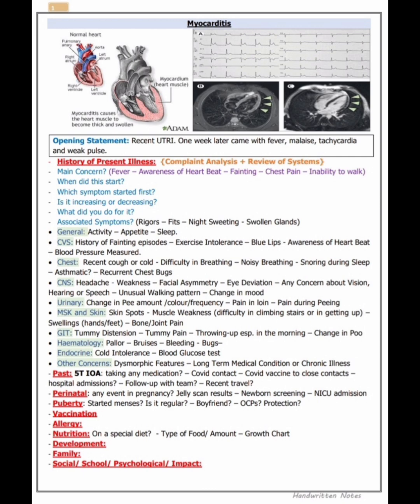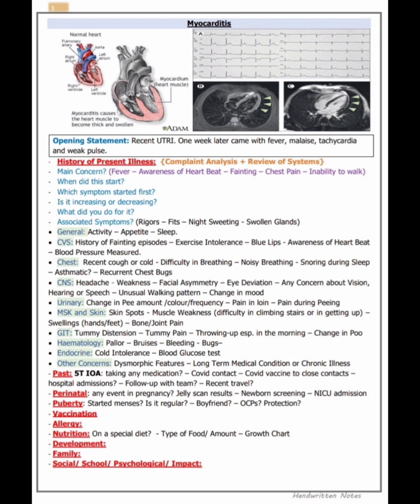Then we go for past history. In past history we know the mnemonic is 5T IOA. So 5T: trauma, treatment, involved blood transfusion history and any traveling history. IOA is investigation, onset and admission previously. So we ask in past history: taking any medications, COVID contact, COVID vaccine to close contacts, hospital admissions, follow-up with team and recent travel. Perinatal history we ask any event in pregnancy, scan results, newborn screening and ICU admissions.